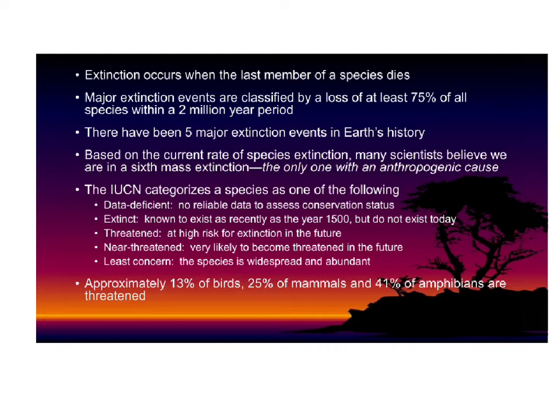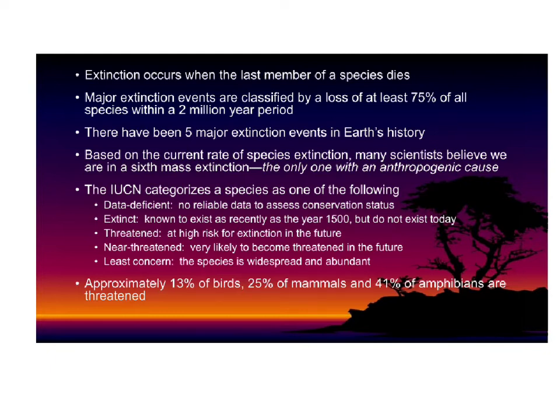The IUCN categorizes a species as one of the following: data deficient, meaning we don't have reliable data to assess the species conservation status; extinct, meaning that the species was known to exist as recently as the year 1500, but the species does not exist today; threatened, which means it's at a high risk for extinction in the future; near threatened, which means it's very likely to become threatened in the future; and of least concern, which means the species is widespread and abundant.